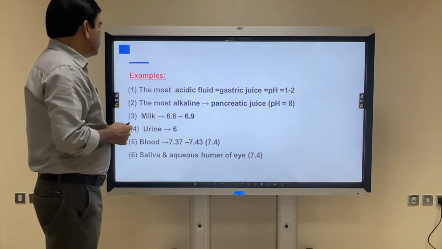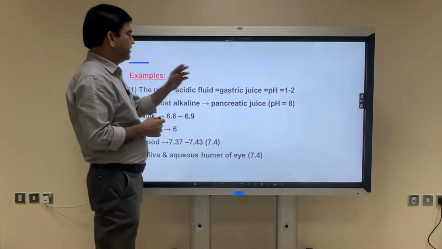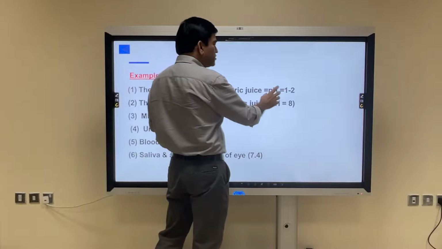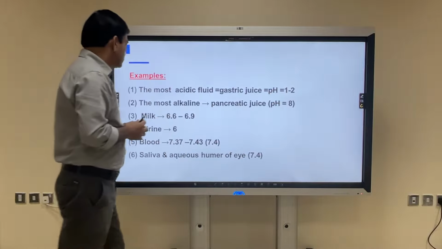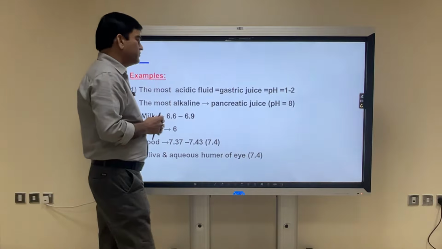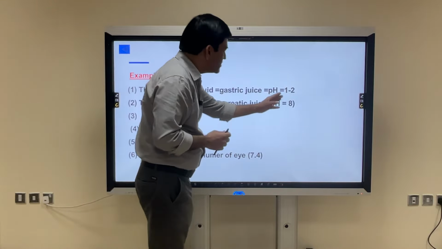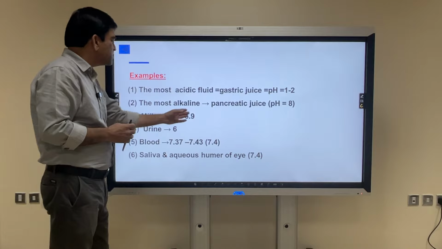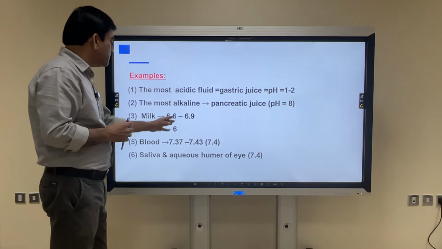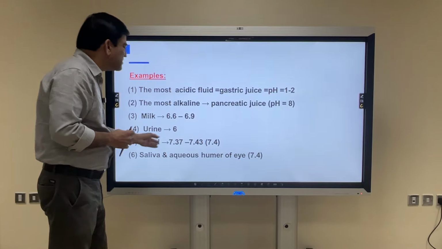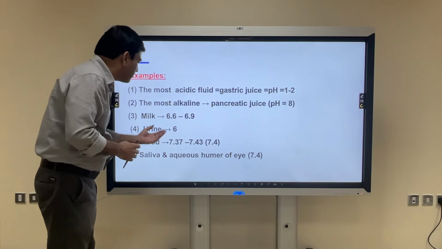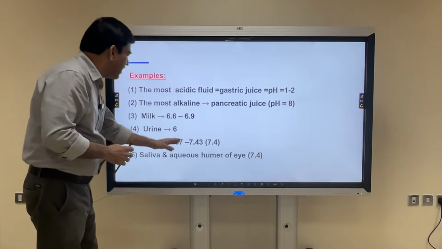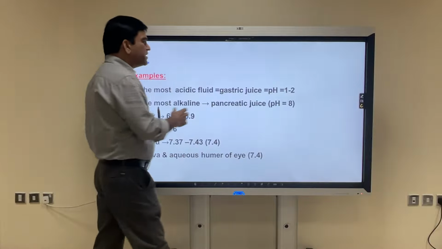There are some examples over here. The most acidic fluid is the gastric juice, with a pH of approximately 1 to 2. The most alkaline fluid is the pancreatic juice, pH 8. Milk has a range of 6.6 to 6.9 pH. Urine has a pH of 6. Blood has a pH of approximately 7.4, but the range is 7.37 to 7.43. Saliva and aqueous humor of the eye have a pH of 7.4.